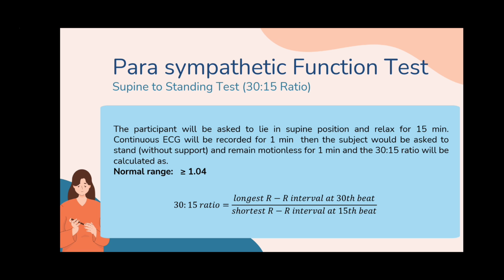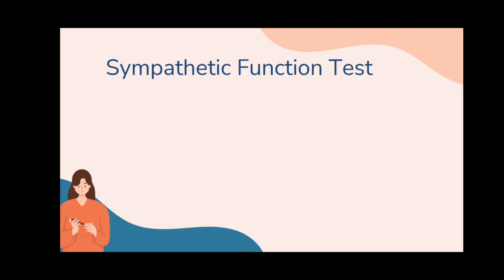The third one is the supine to standing test, that is the 30/15 ratio. The participant would be asked to lie in a supine position and relax for 15 minutes. Continuous ECG would be recorded for 1 minute. Then the subject would be asked to stand without support and remain motionless for 1 minute, and the 30/15 ratio would be calculated: the longest RR interval at the 30th beat divided by the shortest RR interval at the 15th beat.